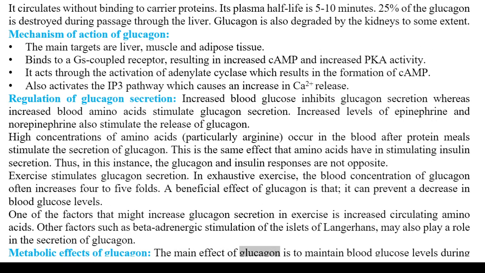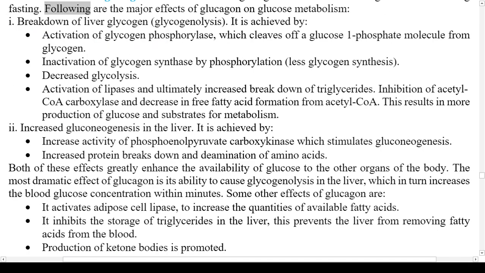Metabolic effects of glucagon. The main effect of glucagon is to maintain blood glucose levels during fasting. Following are the major effects of glucagon on glucose metabolism. 1. Breakdown of liver glycogen, glycogenolysis. It is achieved by activation of glycogen phosphorylase, which cleaves off a glucose 1-phosphate molecule from glycogen. 2. Inactivation of glycogen synthase by phosphorylation, resulting in less glycogen synthesis.